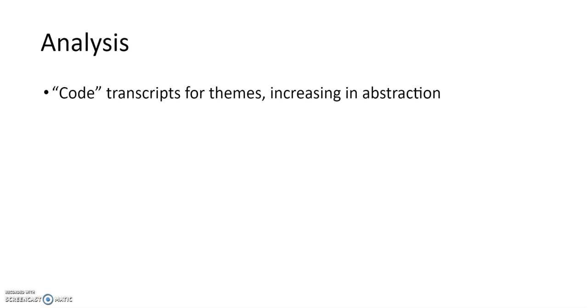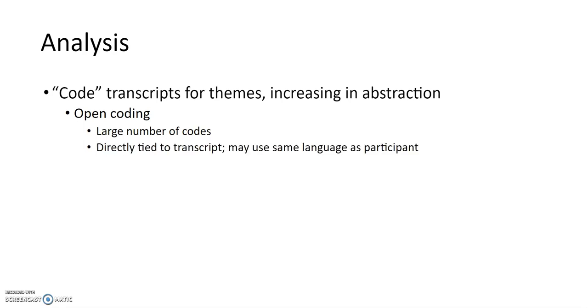Once you've gone through selecting your participants and interviewing them, and you've made your transcripts, which back in my day, used to be quite a laborious process of pausing, rewinding, playing, and typing up exactly what your participants said, it'll go much quicker for you all if you ever embark on a qualitative study these days. So you've got this transcript, and now we're going to code the transcript for themes that increase in abstraction. The very first level is called open coding. In open coding, you generate a large number of codes that are directly tied to this transcript. They might even use the exact same language that your participant used, and you're really not trying to interpret or say what this code might mean.